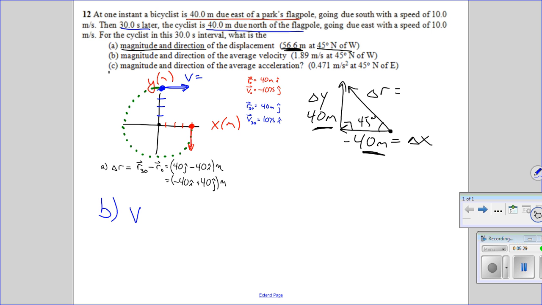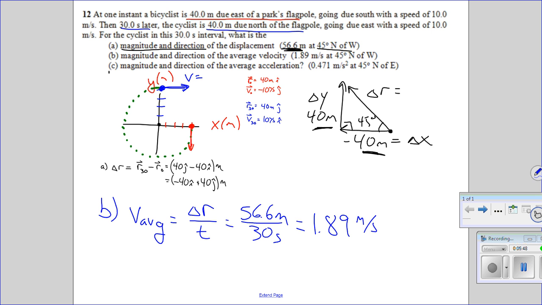Well, remember, average velocity is, by definition, displacement divided by time, right? Well, we just found our displacement. It was 56.6 meters, right? And that took us 30 seconds. So divide it out, and you get 1.89 meters a second. And then the direction is in the same direction as the displacement. So we averaged 1.89 meters this way every second for 30 seconds. All right, so that's all there is to B.